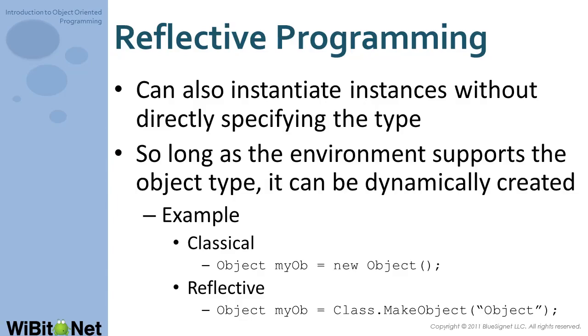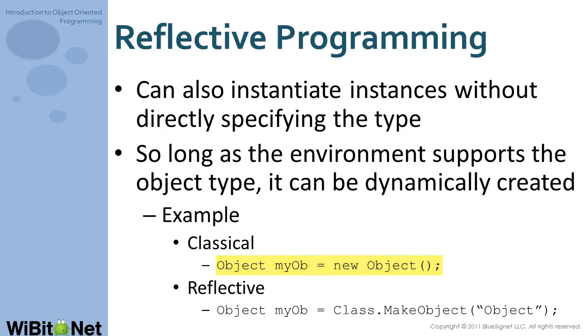So with reflective programming, you can also instantiate objects without directly specifying the type. We haven't really discussed code, but if I was going to create an object supported by the environment, I can create an object of type object, assign it to a variable named myObject, and make that equal new object. You'll know what this means later on, but this is just pseudocode.